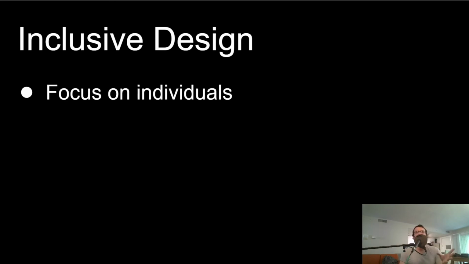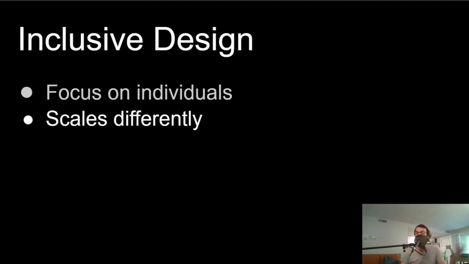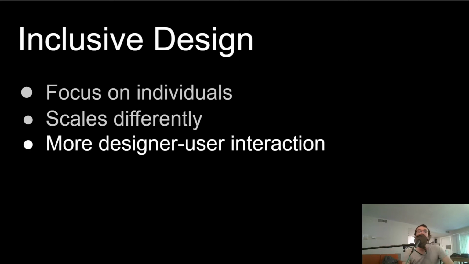Inclusive design focuses very heavily on individuals. This is equated to what we might call bespoke design, where something is made very specifically for a person and their very specific requirements. Naturally, given its specificity, it scales differently. It's trickier to have designed something for a single person and then release it to a bunch of people. But it does also rely on more designer-user interaction, which can lead to some very exciting and different design outcomes than something like universal design might.